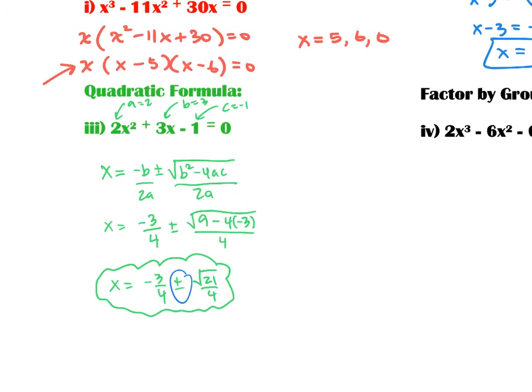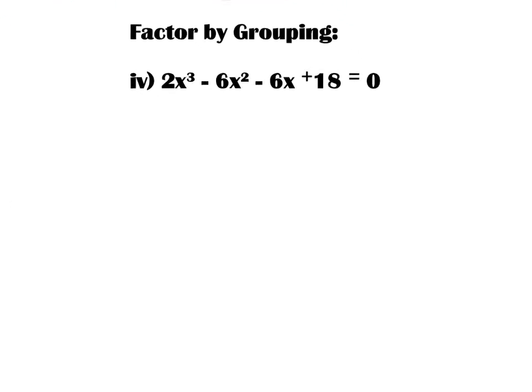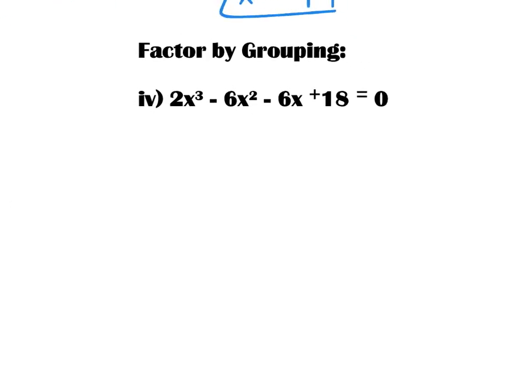Okay, well, let's move on over to the last method called factor by grouping. Factor by grouping rarely occurs, but when it does, it's very convenient. So if I want to find the solutions to this equation, I could have up to 3 real solutions, right? Since this is a cubic.